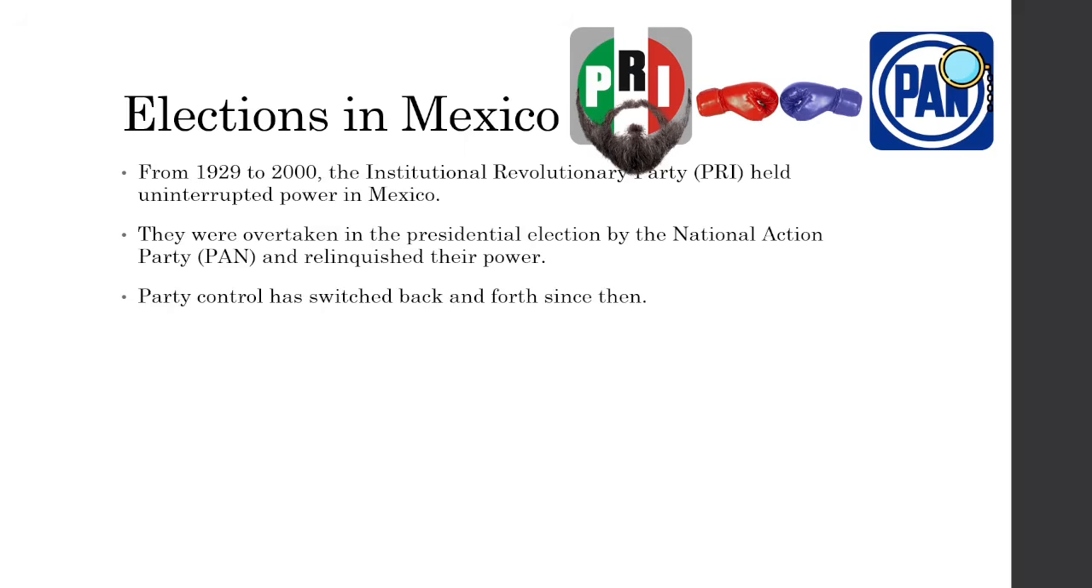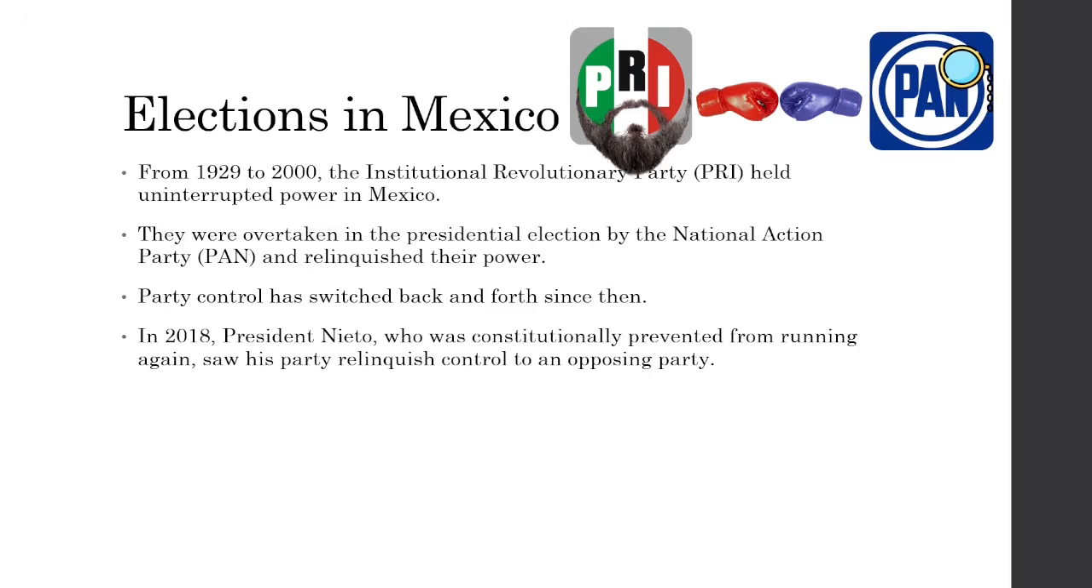And then party control has switched back and forth since. So that really emphasizes competition. In 2018, President Nieto, who was constitutionally prevented from running again, saw his party relinquish control to an opposing party. So they actually have term limits too, which is very interesting. In a lot of places like China, there's no presidential term limits. So that also shows signs of democracy. And when this happened, they relinquished control to an opposing party that had different views from them.